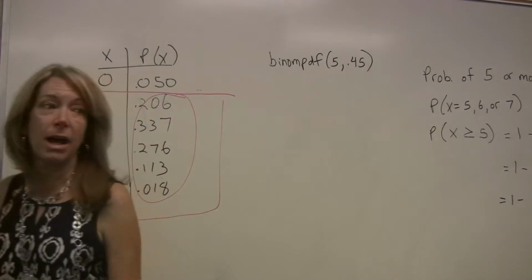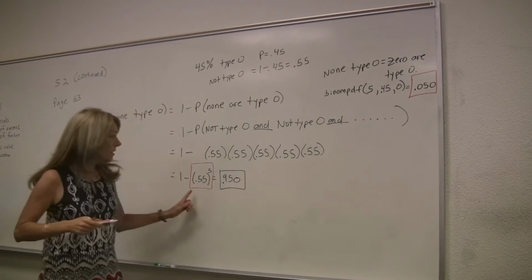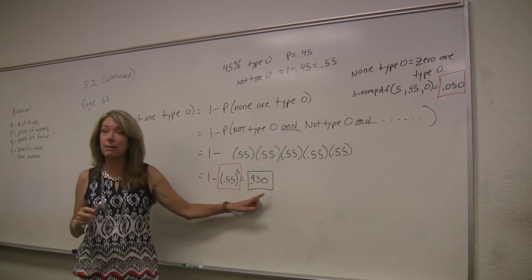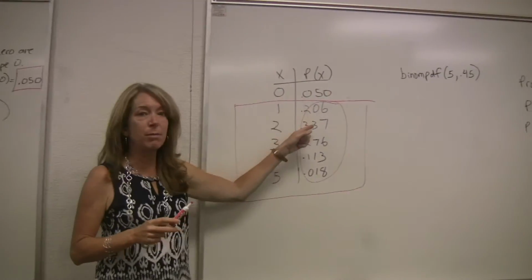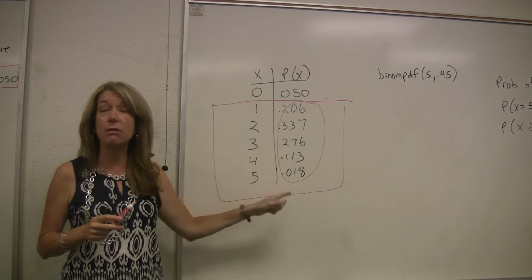All of them just in the red box. Take the 0.05 out, he says. They add up to 0.95. That's what we found. If you want to, for fun, add all these up. They should add up to 0.950. They might be off because we rounded, but it should be pretty close.